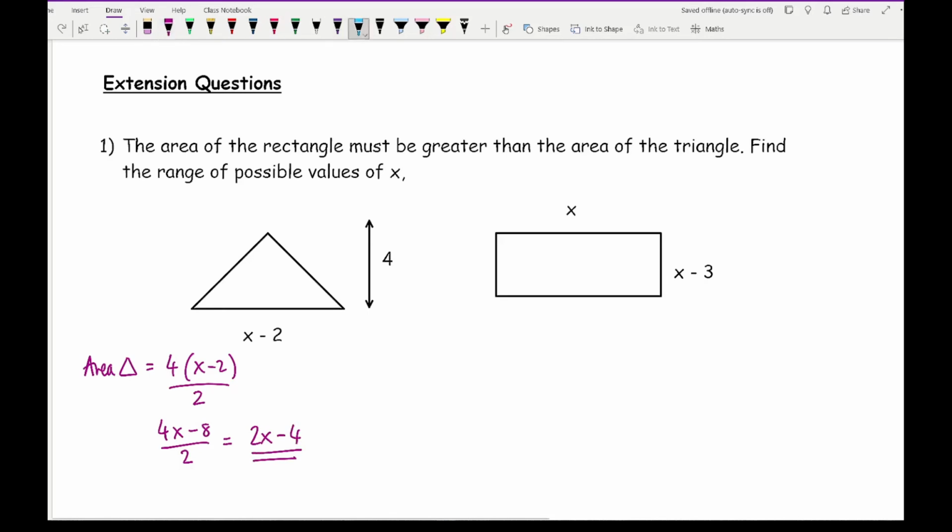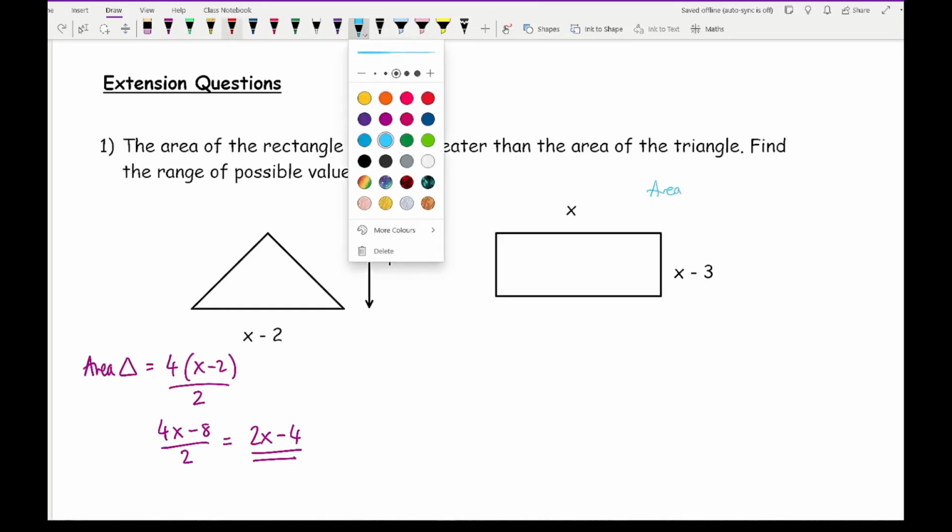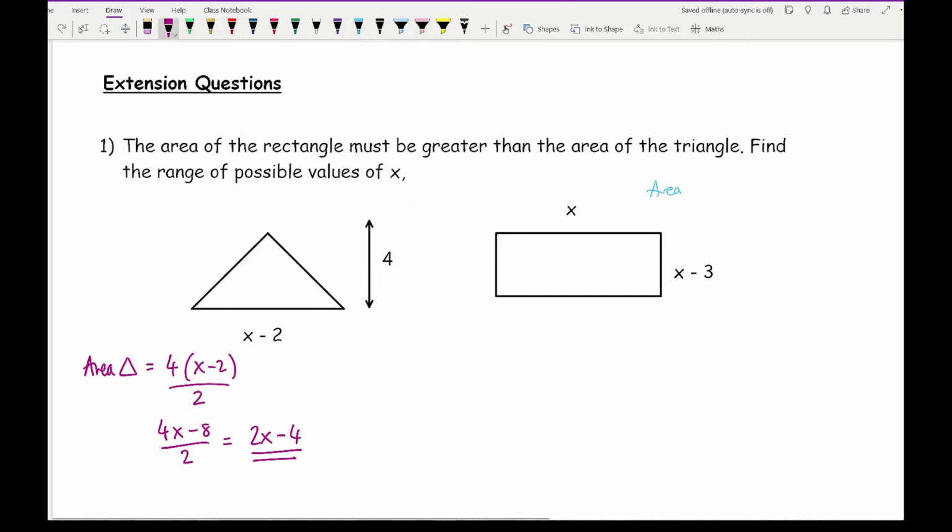Now working with the area of the rectangle, that's basically going to be the length times the width. Let me just make that a little bit thicker, it's actually a different color. Let's go for this one here. So the area of the rectangle is going to be x times x minus 3, which gives me x squared minus 3x. So that's the area of the rectangle. Now going along with what the question tells me, it says the area of the rectangle must be greater than the area of the triangle.